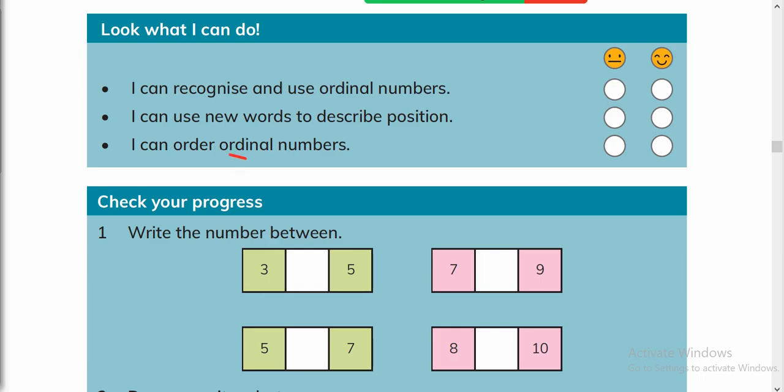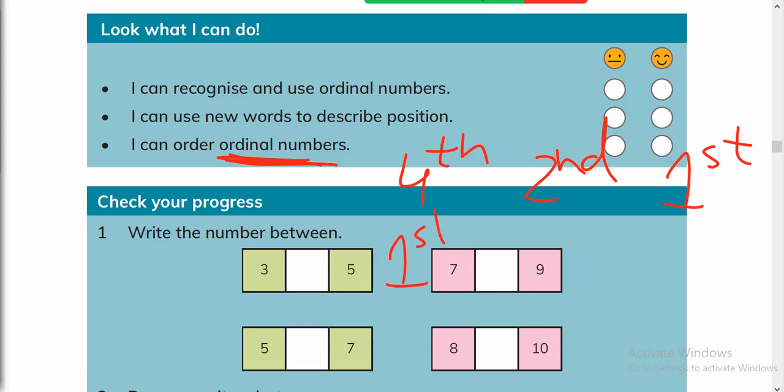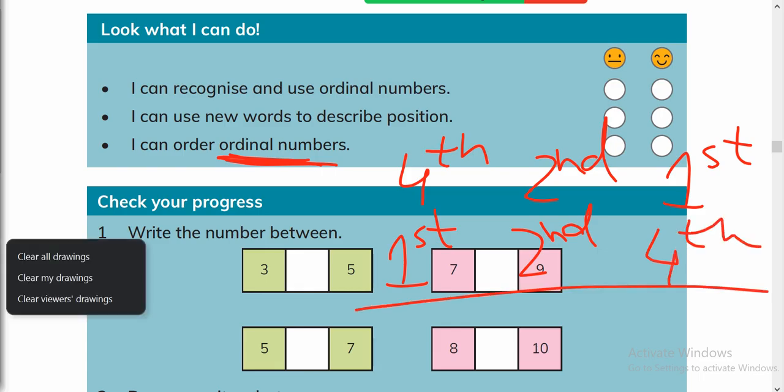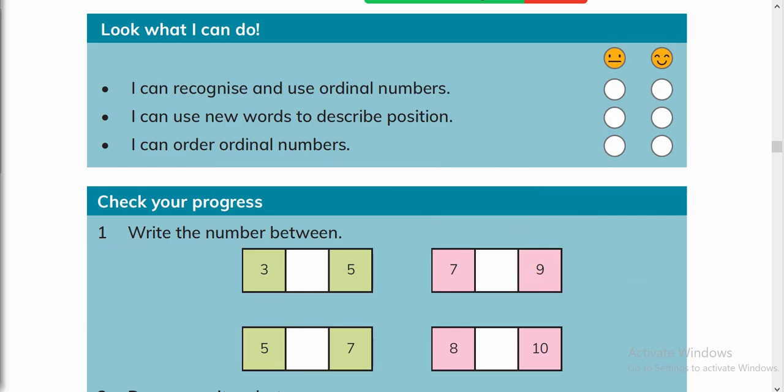I can order ordinal numbers. Order ordinal numbers means you can arrange them in order. If they are written like fourth is written first, then second is written, and then first is written, then can your child tell that no, the first number will come first and then the second number will come and then fourth? This is what is meant by ordering.